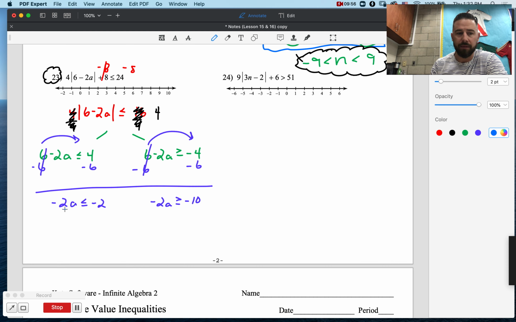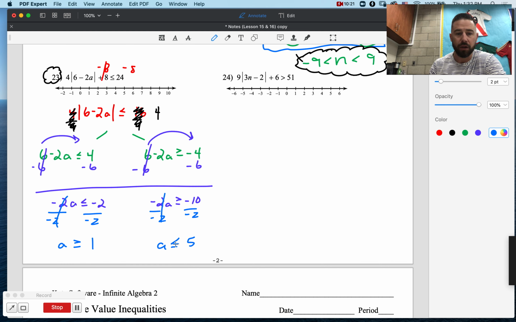Okay, next step. I love this blue color so much. Divide by -2. We're dividing by a negative, so we have to flip the sign. You got it? So it looks like we have a, and this is 1, right? And then we have a, and this is 5.